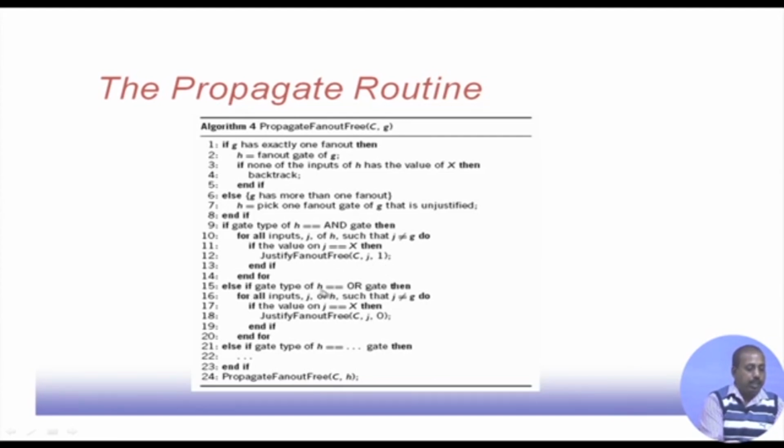Similarly, if the type of the gate is an OR gate, it is just the reverse logic. Wherever we have J equal to X, we need to put J equal to 0. In this way, for all types of gates, we can write down the routine so that it will propagate through the circuit, so that the line G will propagate to the primary output. We will continue in the next class.